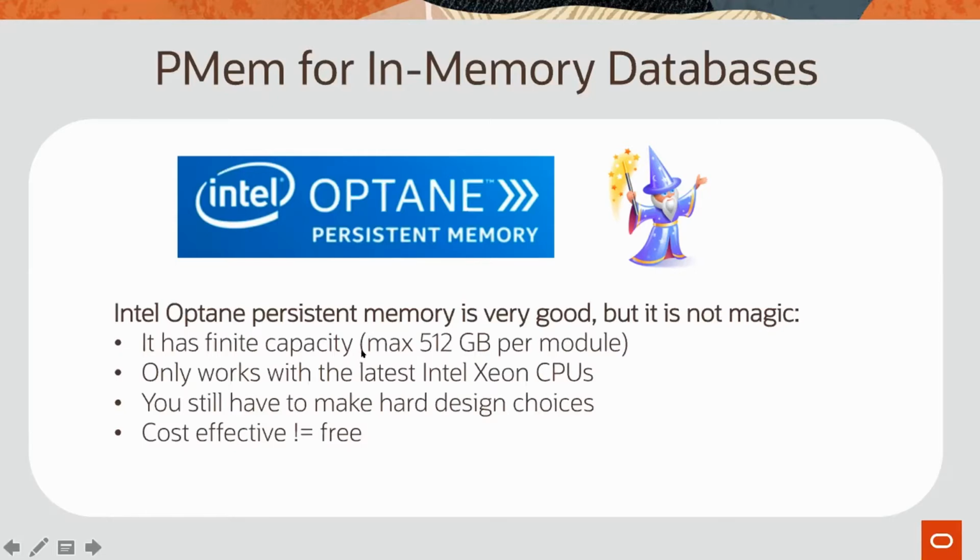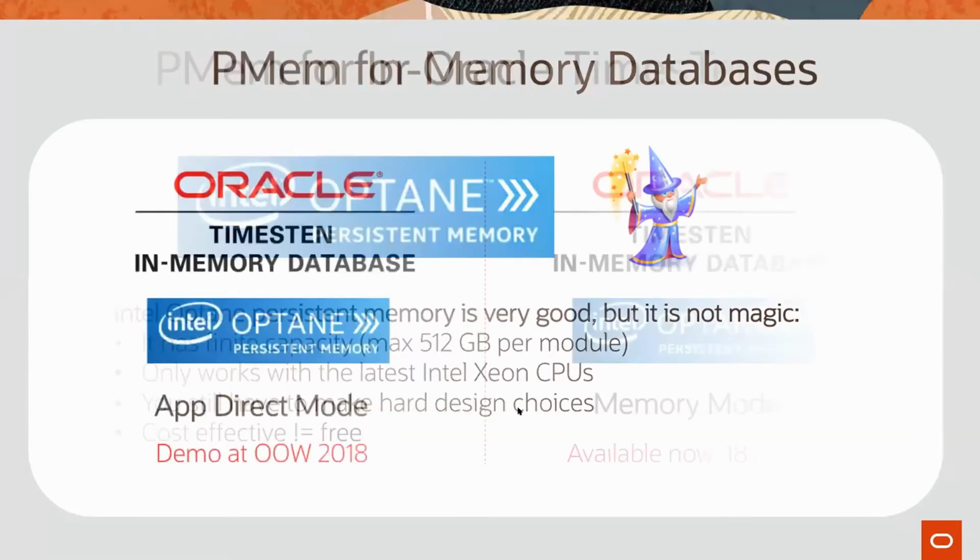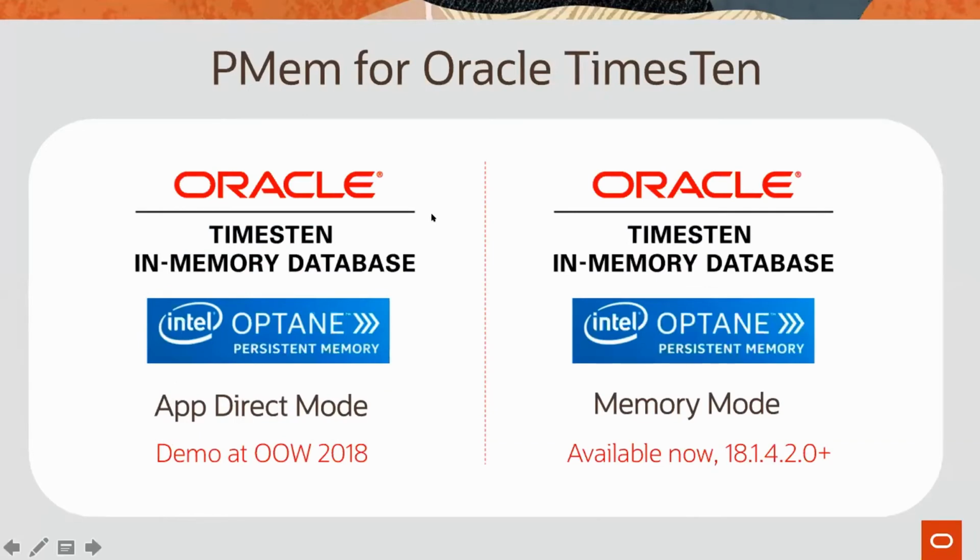The other thing is, it's got higher capacity, but that capacity today is still finite. 512 gig is the current limit. You know, maybe in the future, that'll be bigger. It's also cost effective, it's not free. So the point is, it's really good, but as an engineer, as an architect, you still need to make the hard decisions.